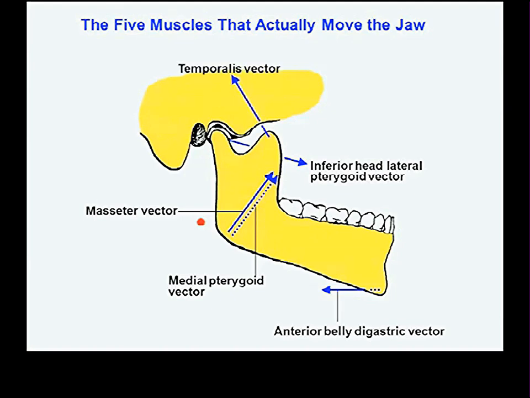And the temporalis, which pulls upwards and posteriorly on the coronoid process, has the same effect as masseter and medial pterygoid, causing a counterclockwise rotation and closing your jaw. So we have these 3 jaw closers, temporalis, masseter, and medial pterygoid, and 2 jaw openers, inferior head of lateral pterygoid, the most important, and anterior belly of digastric.